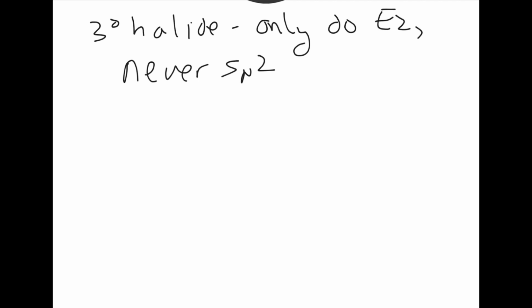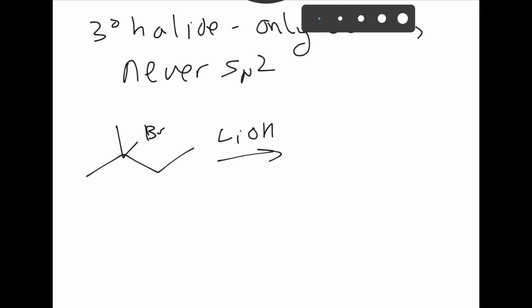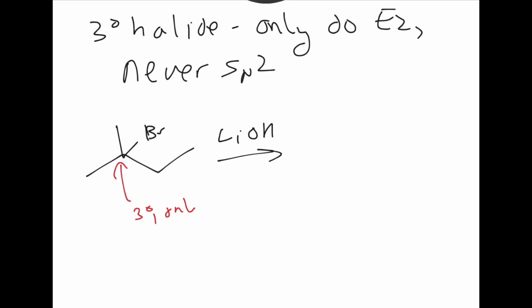When you have a tertiary halide, you only do E2 reactions. You never do SN2 reactions. So if you have a tertiary halide with a charged nucleophile or base, it's a base because it can't do an SN2 reaction. So congratulations, you're making a double bond. So for primary halide, mostly SN2. For tertiary halide, always E2. Now, the rub is secondary halides.